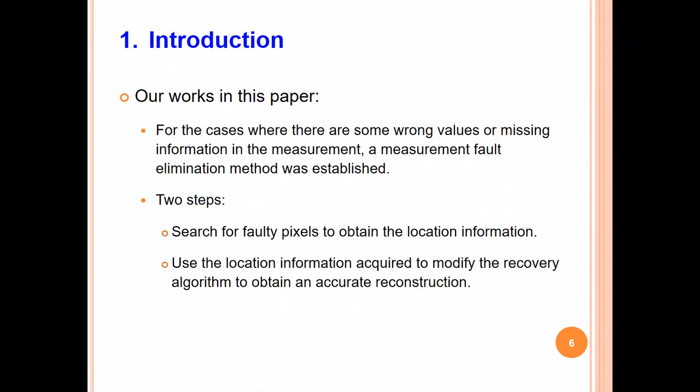In this paper, we proposed a measurement fault elimination method applied to one-dimensional Fourier phase retrieval. Our solution can be divided into two steps. Firstly, we get location information of faulty pixels by comparing Fourier magnitude of different oversampling multiples. Then, using the location information acquired before, we modify the recovery algorithm to obtain an accurate reconstruction.